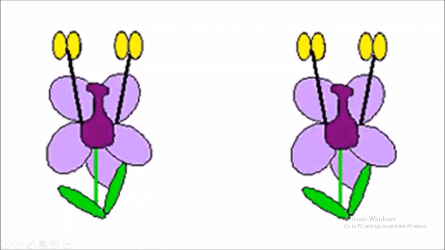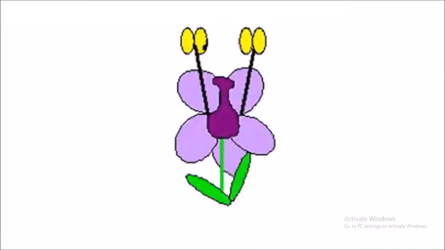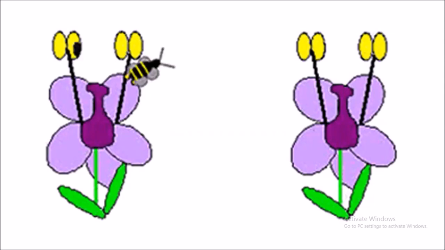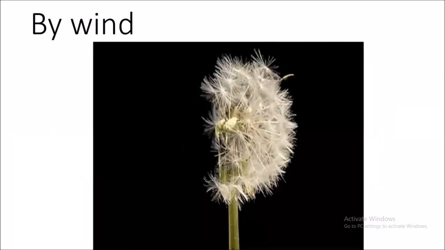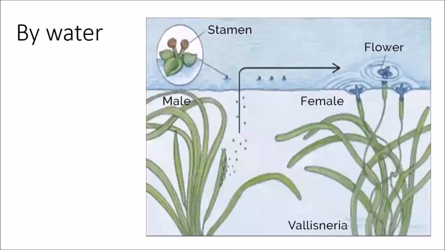So the pollination could happen inside the same flower, which we call self-pollination. This is also for your knowledge, guys. Or it could be cross-pollination with the help of other organisms. It could actually also be with wind and by water. Can you see here?